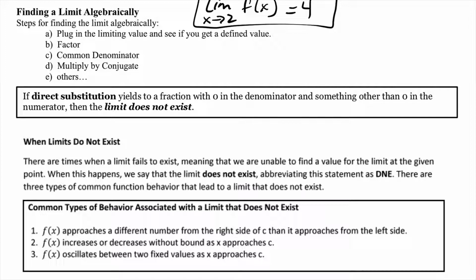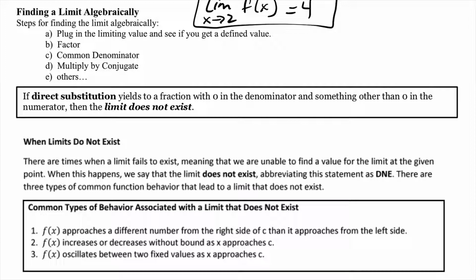Well, one thing you could do is factor, if you can factor. Common denominator, combine things using addition or subtraction. Multiply by the conjugate. We'll talk about the conjugate in a second if you don't know what it is. Or other methods. There's other methods you have to do too. So direct substitution is step A: plug in, chug.